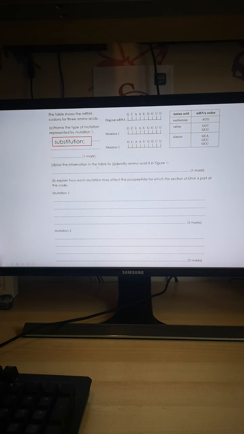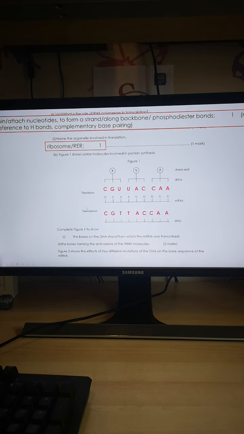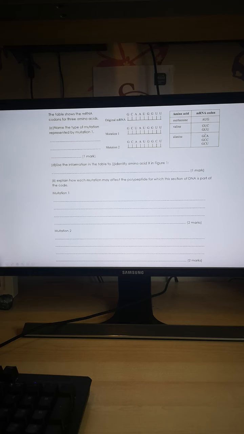Use the information in the table to identify amino acid X. So you have to go back to the other page. We need the codon, okay, for X. So this is X, this is the codon, GCA. So GCA. Okay. It's quite common for students to look at the wrong line, maybe look at the anticodon for that one and pick the wrong amino acid, so just be careful.